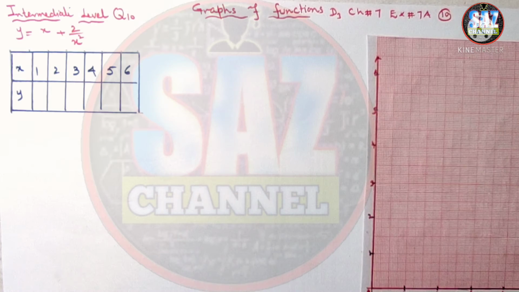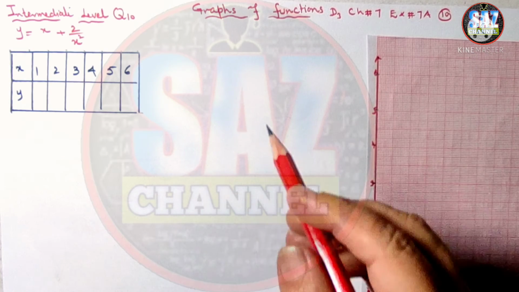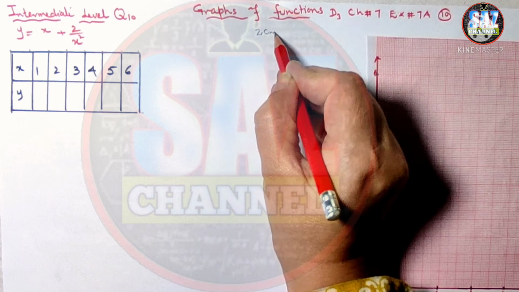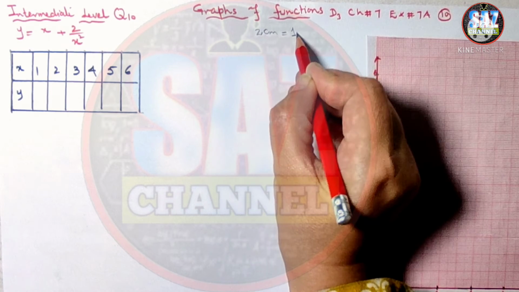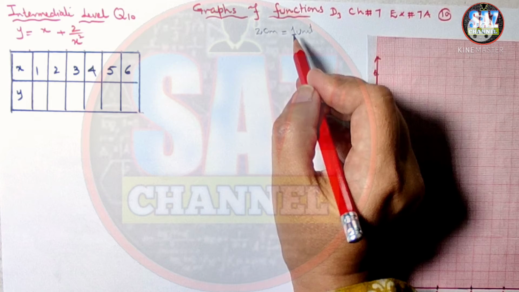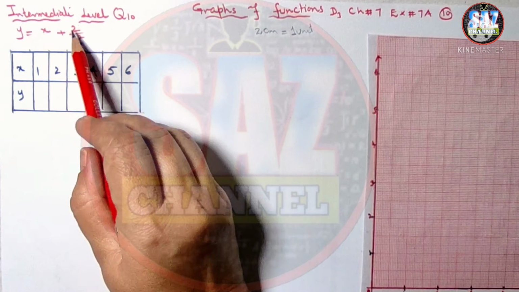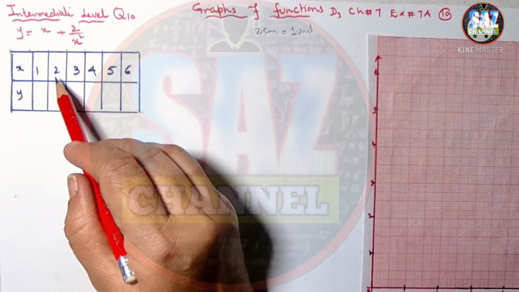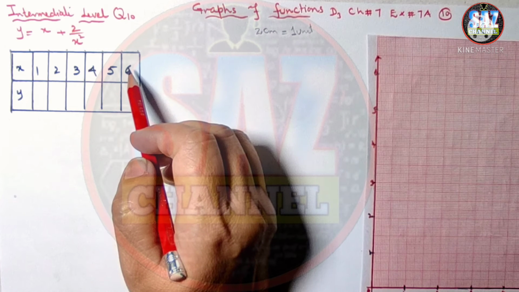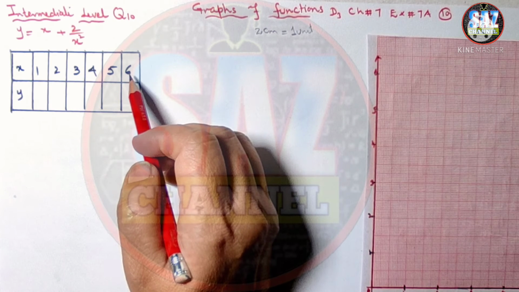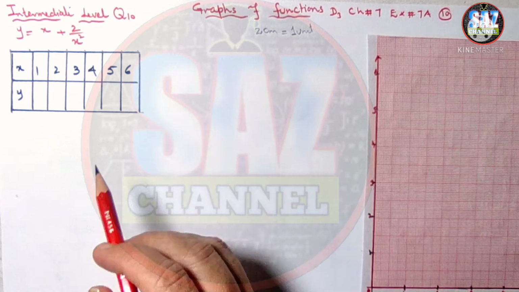Question 10 says that using the scale 2 centimeters to represent 1 unit for both x and y, we have to draw the graph of y equals x plus 2 over x square for x lying between 1 and 6, and then after drawing the graph we have to find the value of y when x is 5.4 and the value of x when y is 3.